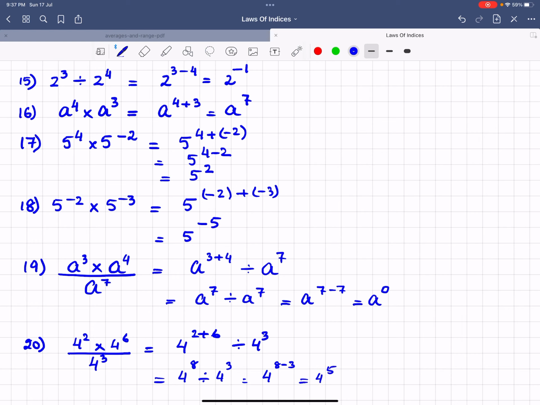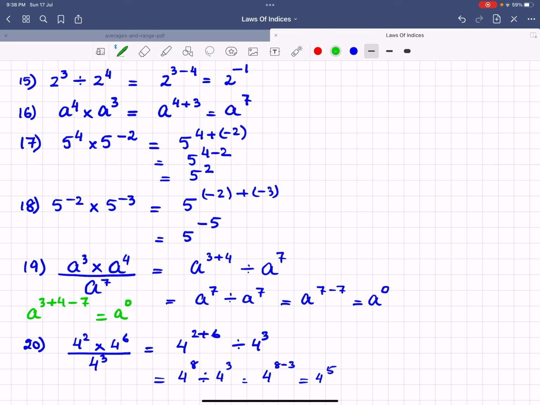Now in both questions 19 and 20, we could have straight away worked out our answer, as we see that in the powers we have 3 and 4 adding up. We can see that because the bases are multiplied. And we see that the power 7 will be subtracted. So we can straight away do this: a to the power of 3 plus 4 minus 7, and that is equal to a to the power of 7 minus 7, which is 0.